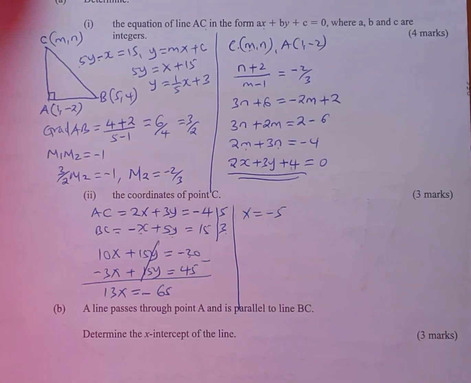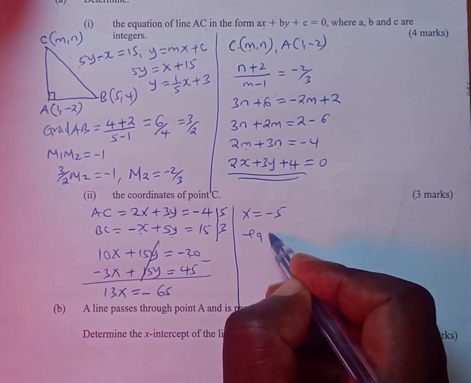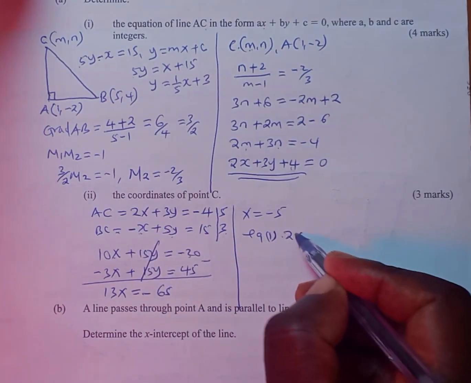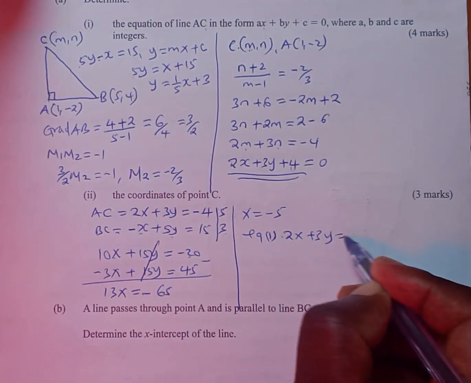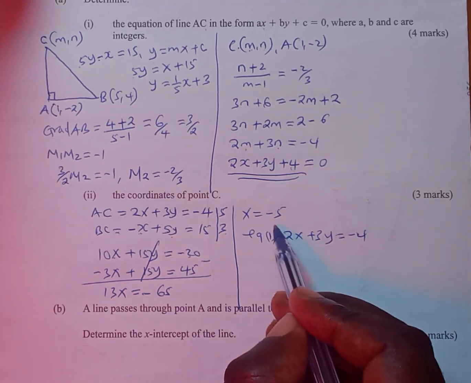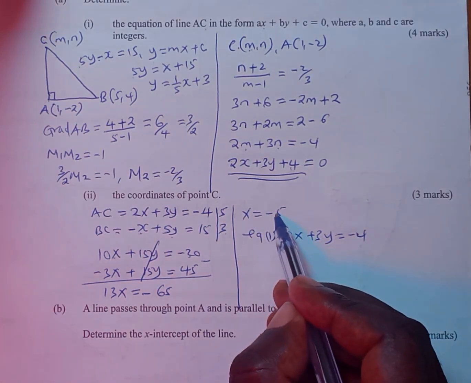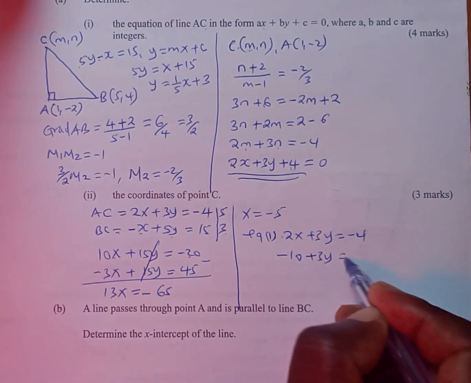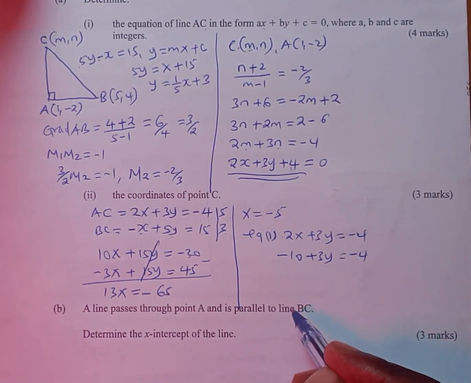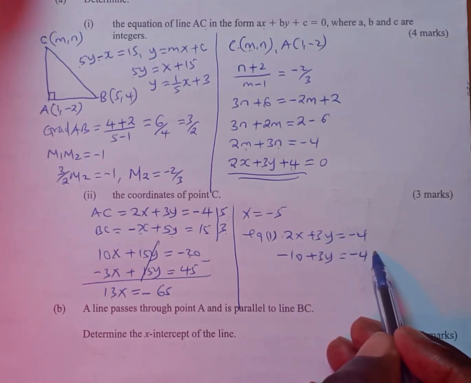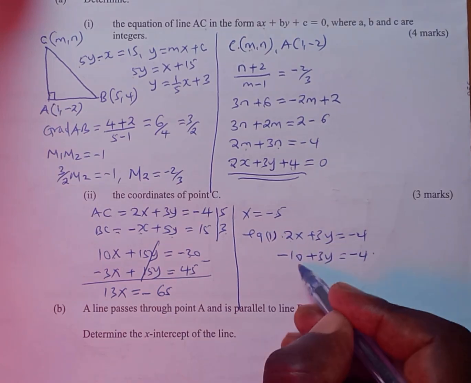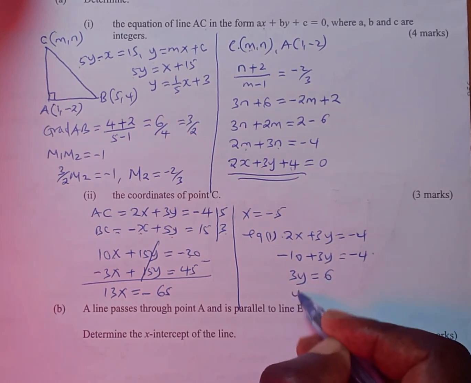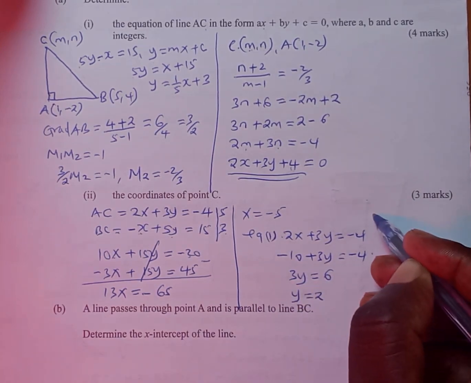Once we get the value of x, we can use equation 1, for example, which is 2x plus 3y being equal to -4. We know the value of x is -5, so -5 times 2 gives us -10, plus 3y being equal to -4. Then of course if we take this negative to the other side, it becomes a plus. 3y is equal to 6. Divide both sides by 3, y becomes 2 positive.